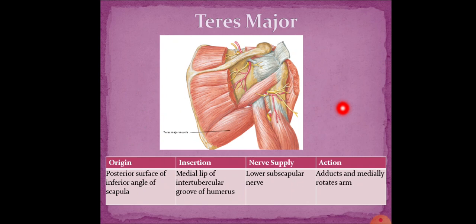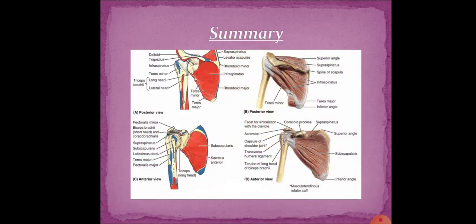Teres major muscle. Teres major originates from the lateral border of the scapula opposite the inferior angle and is inserted into the medial lip of the bicipital groove. This muscle is supplied by the lower subscapular nerve, and its action is to adduct and medially rotate the arm or shoulder joint.